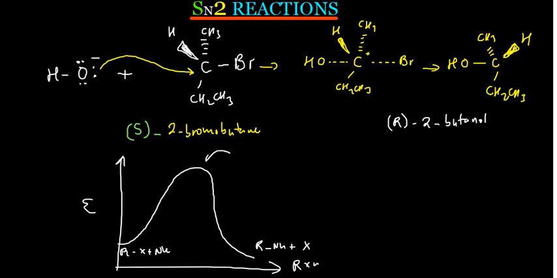Here this is the transition state, which is the middle one, where we are able to see a bond partially being formed and a bond that is partially broken.